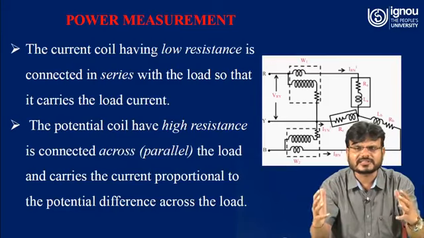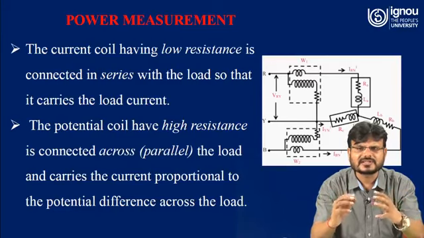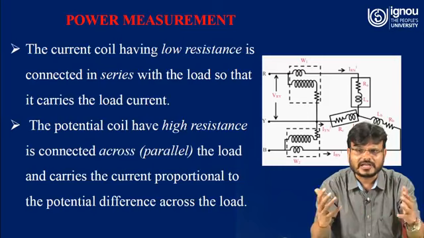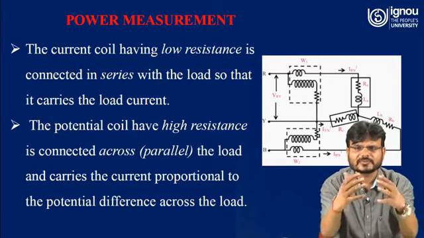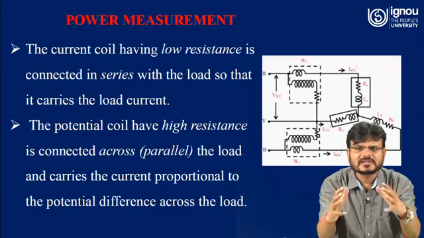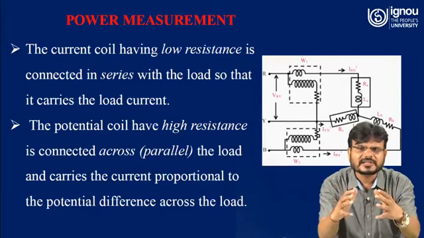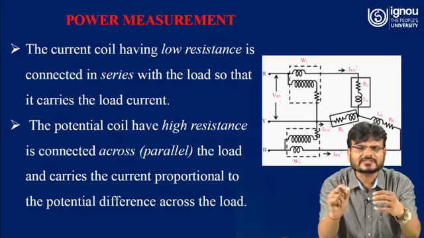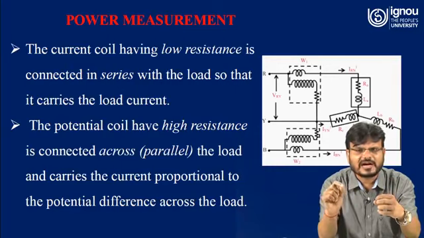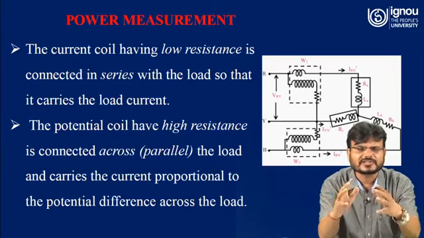If the length of the conductor is less, what is the resistance? Resistance is R equal to rho L upon A. That means resistance is directly proportional to the length of the conductor. So if the length of the conductor is less, the resistance of that wire is less. If the resistance is less, the current flowing through that wire will be more, because I is equal to V upon R. So if R is less, the current is more. That's why the current coil has fewer turns.